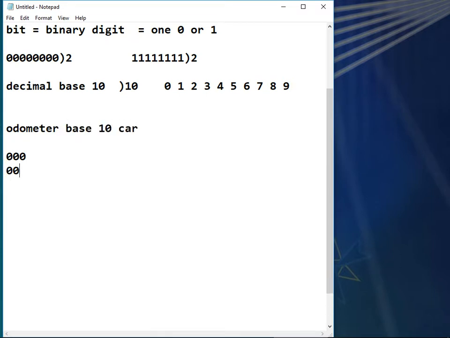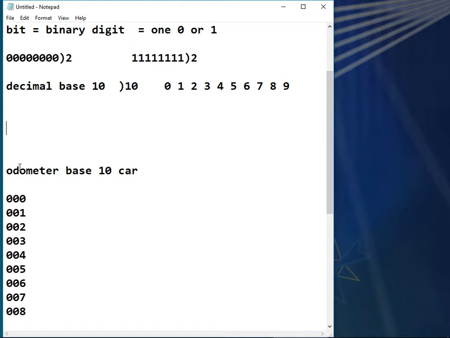0, 0, 0, 0, 0, 1, 0, 1, 0. No, that's binary. So what's happening? Each mile we increment the ones place. 0, 0, 2, 0, 0, 3, 0, 0, 4, 0, 0, 5. We know what's going to happen. 0, 0, 6, 0, 0, 7, 0, 0, 8, 0, 0, 9. All right, I called that the ones place.